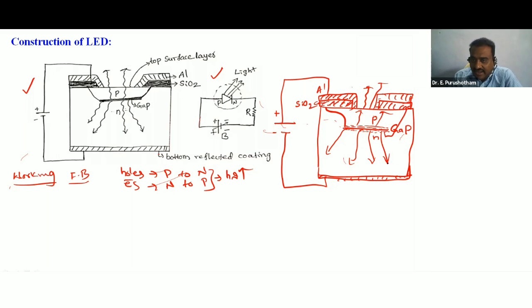Sometimes the incident angle of the incident light ray is greater than the critical angle, and then it gets total internal reflection. Due to this total internal reflection, the light ray will not come out from the glass box or diode. So it is the major problem in a light emitting diode. The light ray keeps getting total internal reflection and will not come out from the top surface.